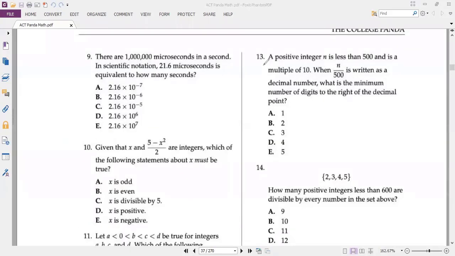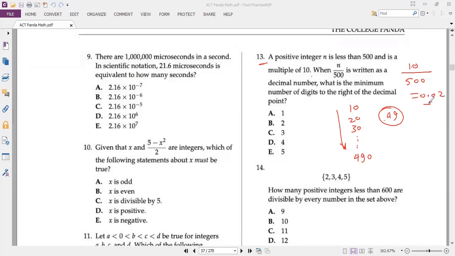We have number 13 here. Positive numbers less than 500 and multiples of 10. So maybe 10, maybe 20, maybe 30, and so on, up to what? Up to 490. Cannot take 500. Many here. How about 49 numbers? If we take 10 over 100, by calculator it looks like this.